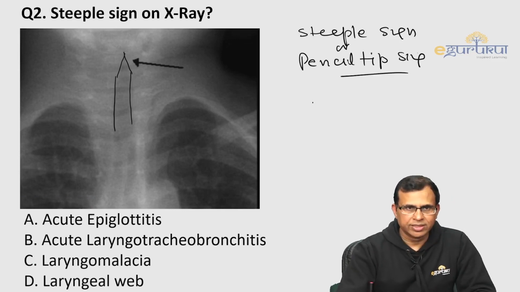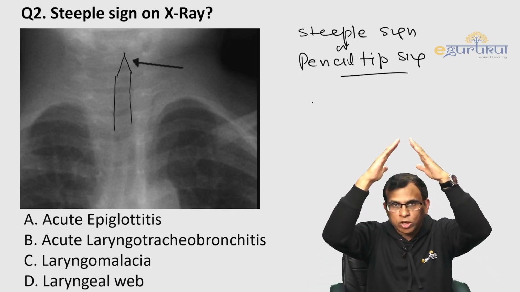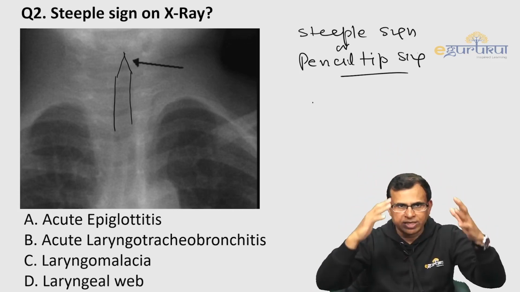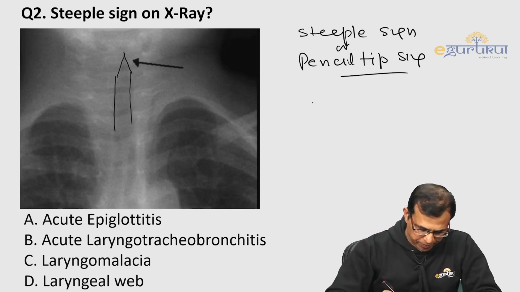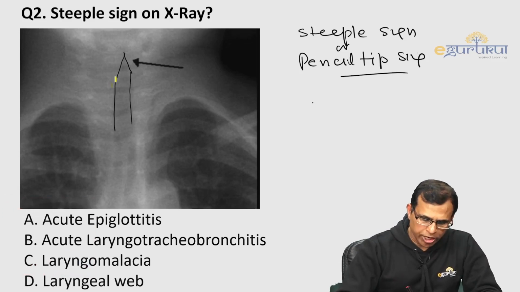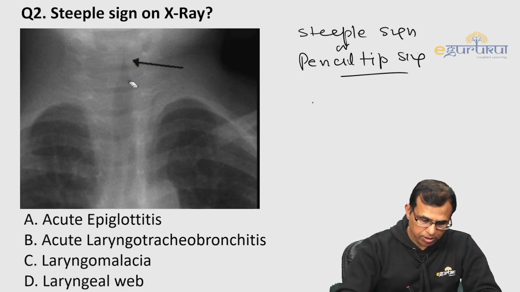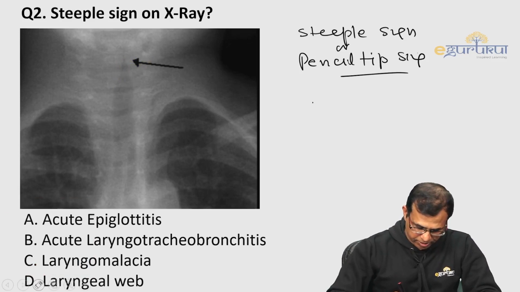You can make out that the tip of the pencil looks like this, and steeple, those structures on the top of the churches, they are called steeple. From there you get this name, steeple sign. Now the point is, why do we get this particular shape of the airway in an X-ray?